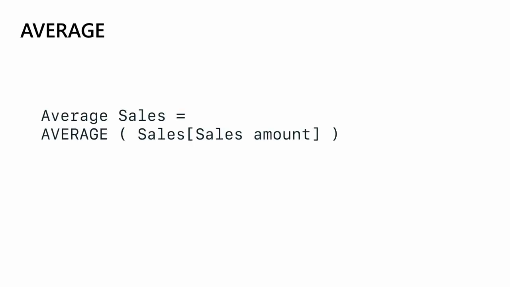For example, AdventureWorks can use the average function to identify its average sales amount. The company can create a calculation to generate this data using the average function. Sales is the name of the table that contains the sales data, and sales amount is the column that contains the numbers for which it wants the average.